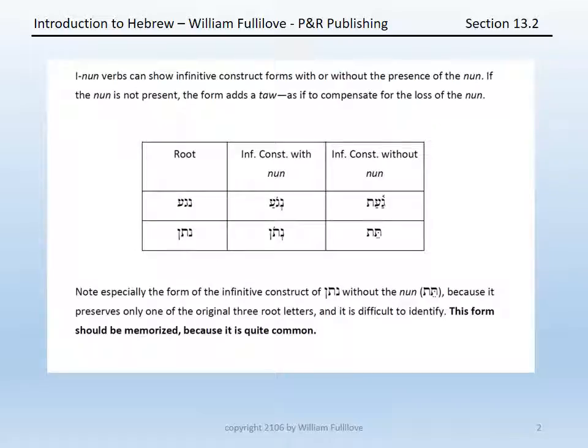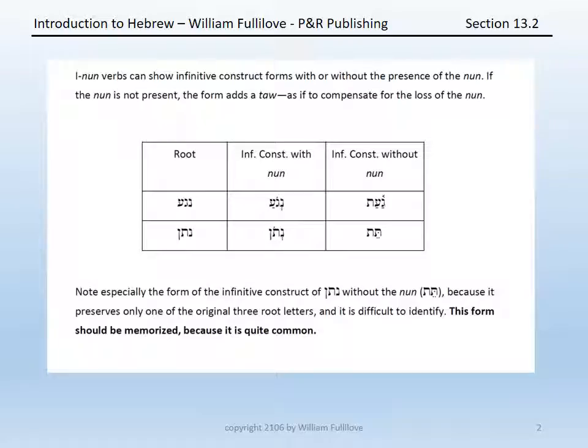You will remember that first noon verbs often provide a challenge in that a noon can assimilate to a following consonant. In the case of the infinitive construct, first noon verbs have forms that either do or do not have the first noon. If the noon is not present, the lack of the noon is compensated for by the addition of a tav at the end of the word.